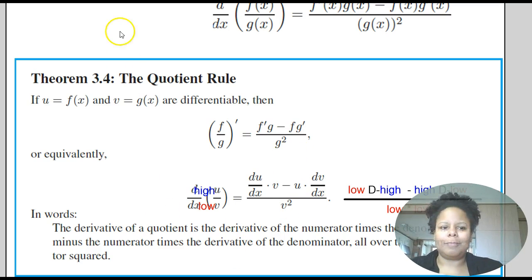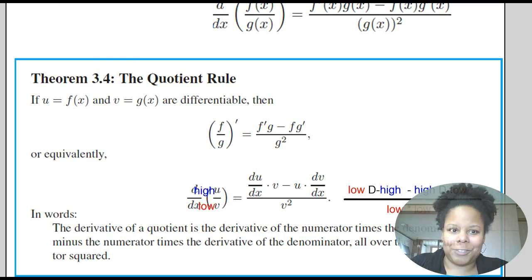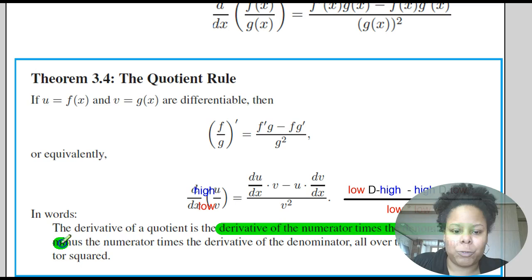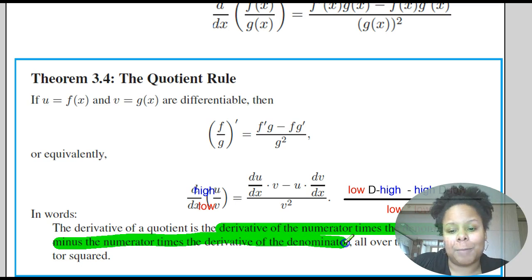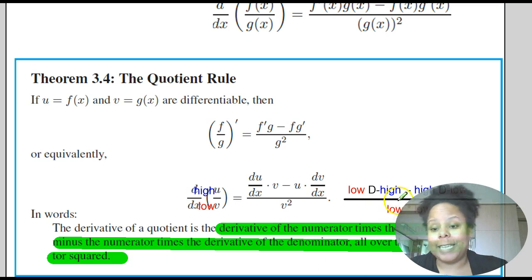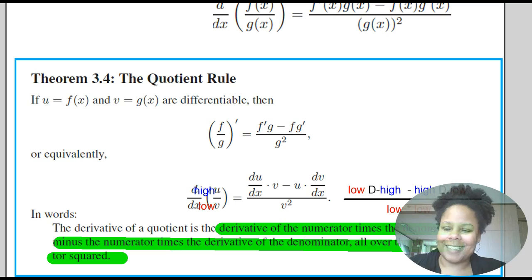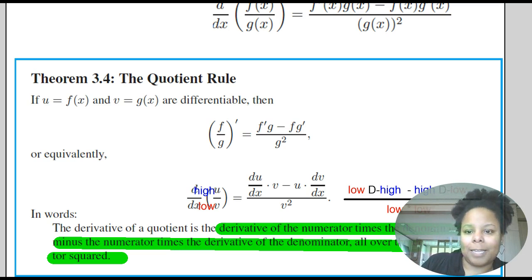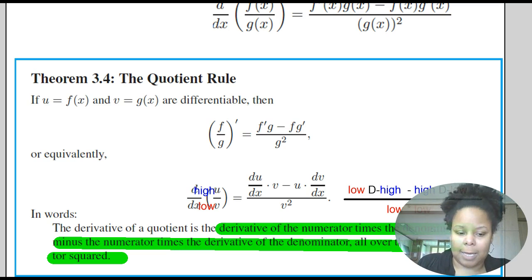So in essence, the derivative of a quotient is the derivative of the numerator times the denominator minus the numerator times the derivative of the denominator all over the denominator squared. Low d high minus high d low all over low low. All right, that's the end of the video, unless you want to see some examples, and then I'll work out some examples for you.